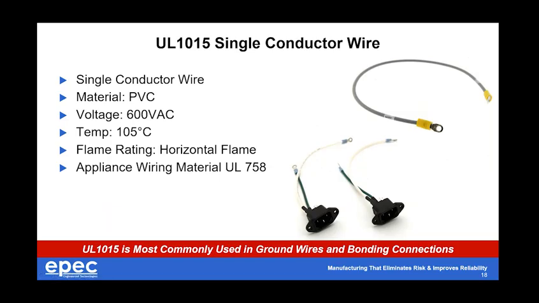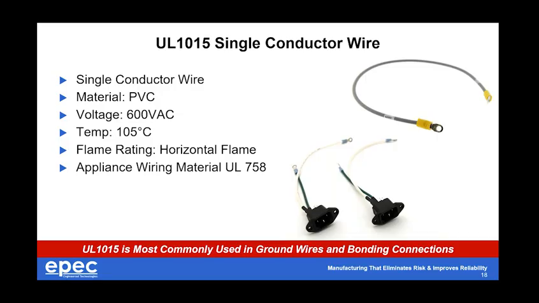Again, expanding the family of PVC wire material options we have, UL 1015 is a higher voltage, higher temperature, single conductor PVC cable that we can offer. This is very similar to the UL 1007 1569 family. However, it has a 600 volt rating. And the way that we can accomplish that is just using a slightly thicker insulation material.